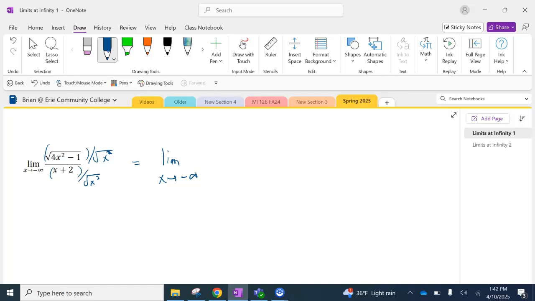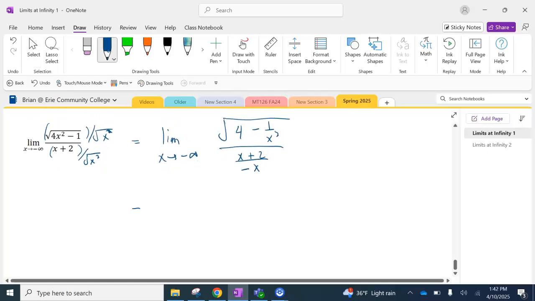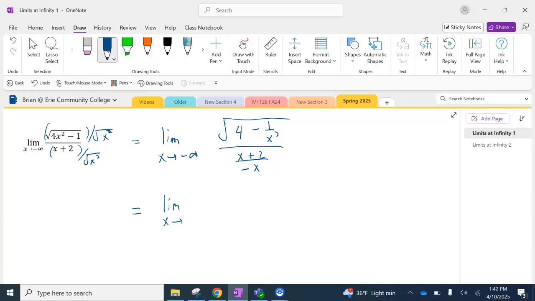In the numerator, we're going to get the same thing. So the x squared is going to go inside the square root. We're going to get 4 minus 1 over x squared again. That's fine. In the denominator, this is really like x plus 2. The square root of x squared is equal to negative x if x is negative, like it is in our case.